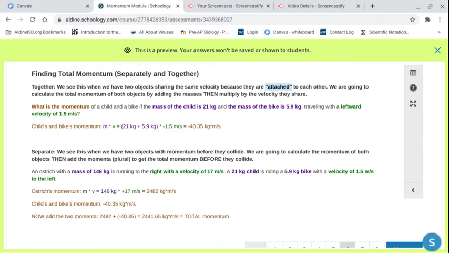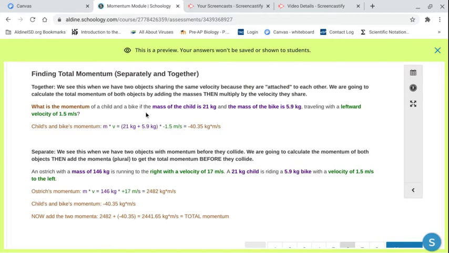Okay. So when we look at those situations, to find the total momentum of both objects, we have to add their masses first. After we add the masses, then we're going to multiply by the velocity that they share.